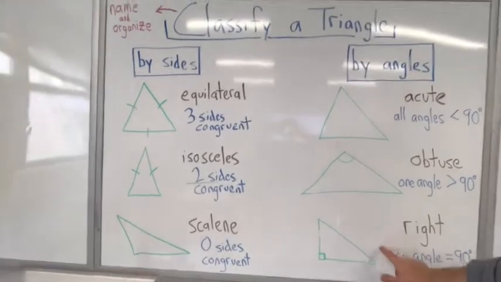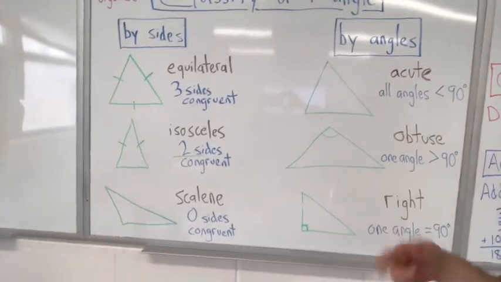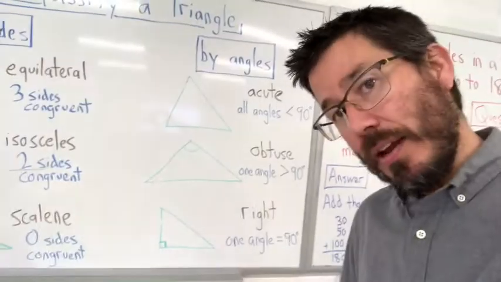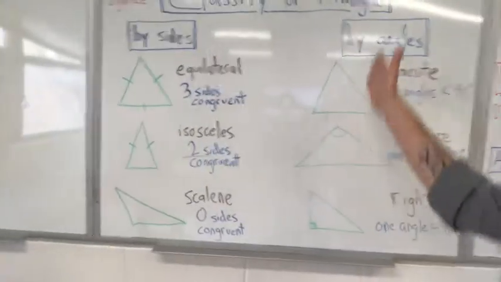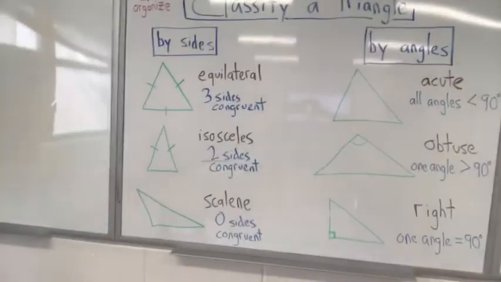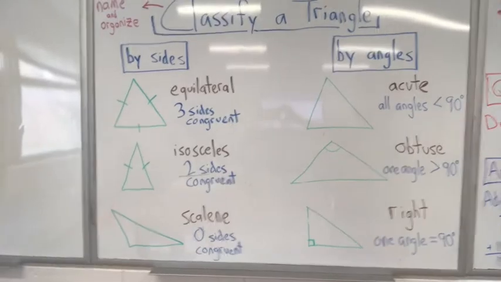Let's come over here. This is a right triangle because it has a right angle. It's also scalene because none of the sides are the same. We can get one name from each column, and that's true for every triangle. We can name it in two ways. We're going to do that today.